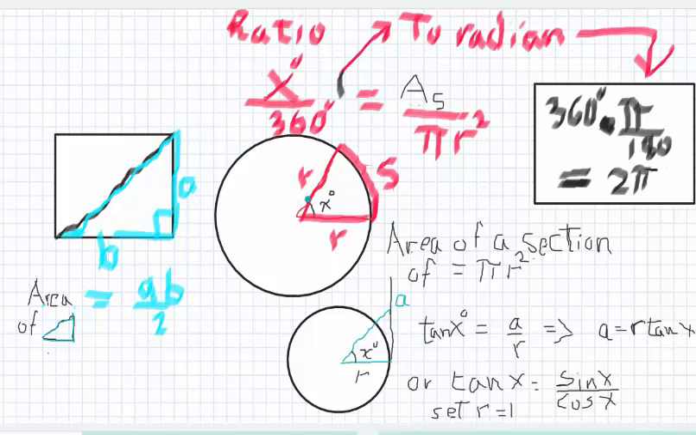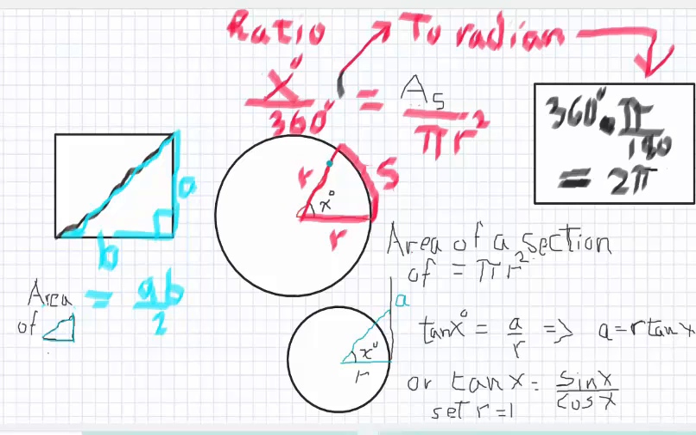So I'm looking at the sector. This is angle X, right? This is R and R, and this is what we call the arc length. So I set up a ratio. I said X is to the whole degrees, all degrees, so X is to 360 degrees.